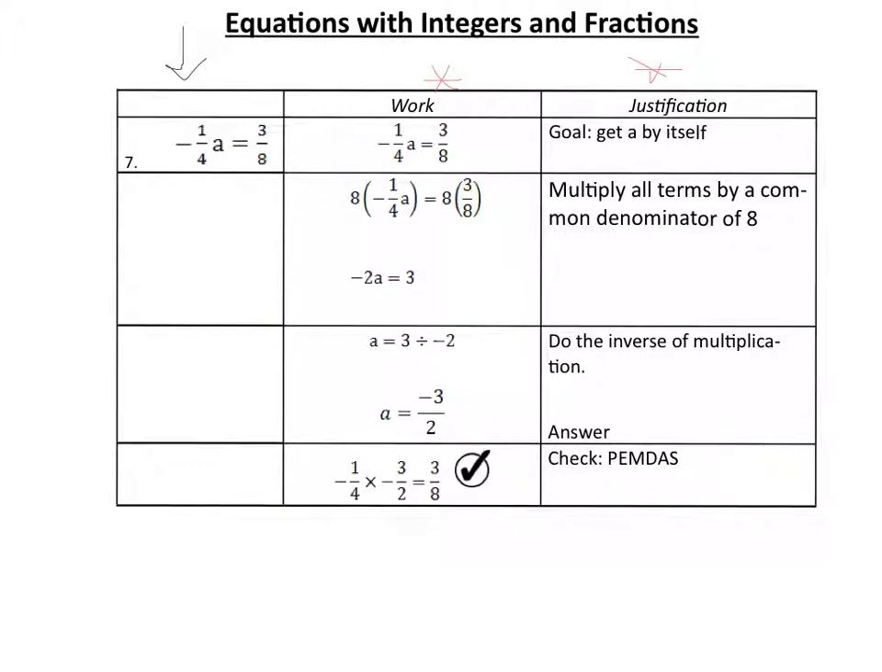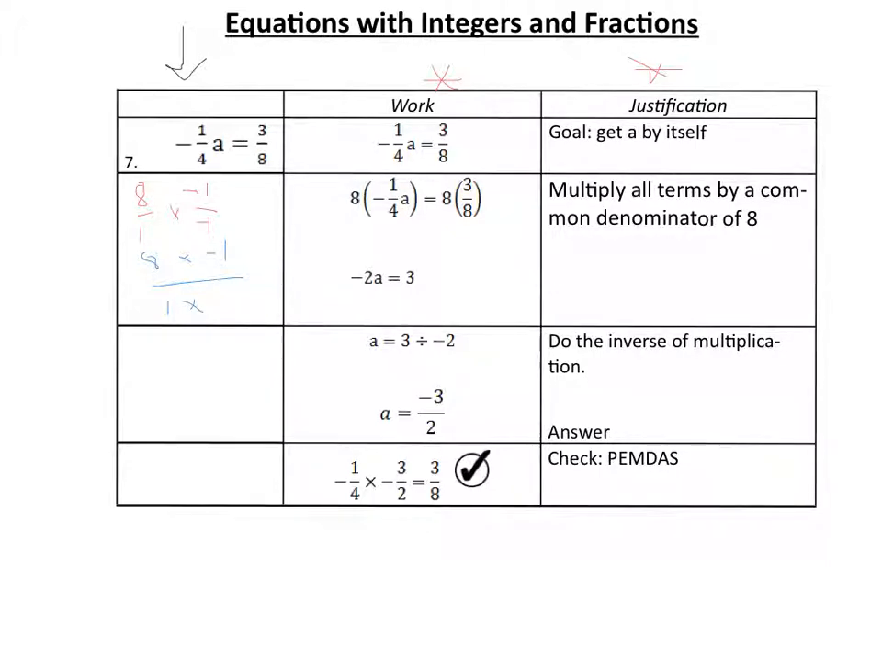We have negative 1/4 a equals 3/8, and our goal is to get a by itself. We do this by multiplying all terms by a common denominator of 8. So we multiplied the negative 1/4 a by 8, and we multiplied the 3/8 by 8. When we multiply negative 1/4 a by 8, we are saying 8 over 1 times negative 1 over 4. Now what this means is we're going to say 8 times negative 1 over 1 times 4.